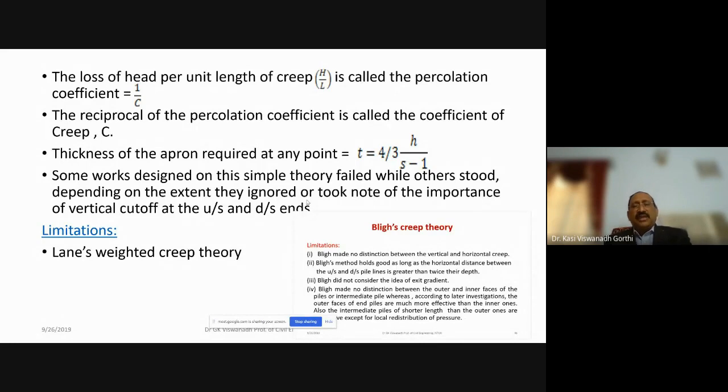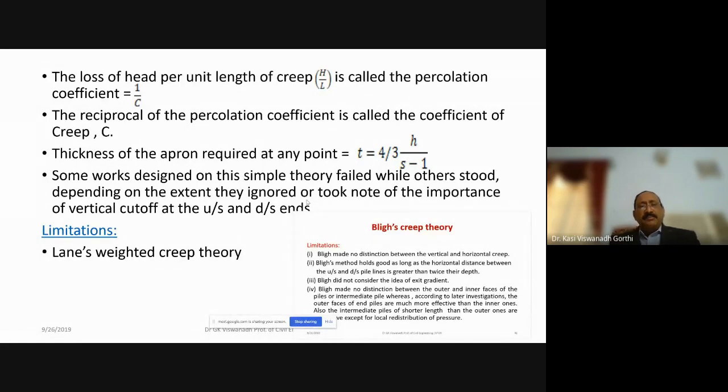H is the head causing flow at that point, and S is the specific gravity of the material which is constructed there. Some works designed on this principle or on this simple theory failed, while others stood. This has become a big challenge. Bligh's creep theory has been working wonderfully well at some points, and for some of the other structures, though designed with the same principle, they failed. Depending on the extent, they ignored or took note of the importance of vertical cutoffs, piles at the upstream side and downstream ends.